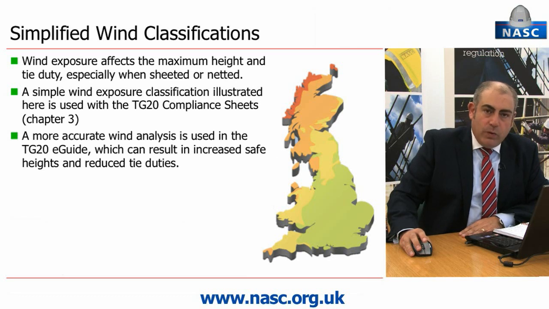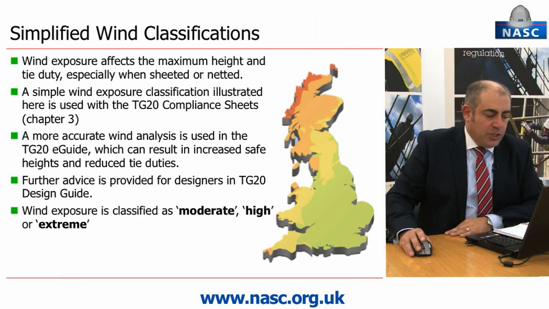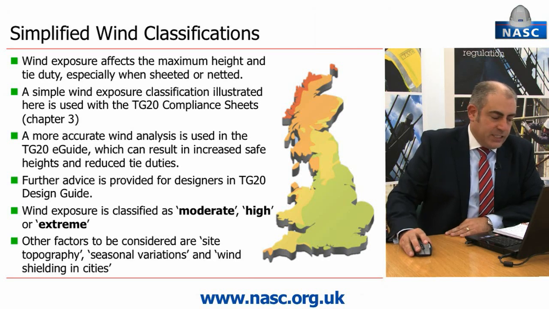A more accurate wind analysis is used in the TG20 eGuide, which can result in increased safe heights and reduced tie duties. Further advice is provided for designers in the TG20 design guide. Wind exposure is classed as moderate, high or extreme and is colour-coded for ease of identification. Other factors to be considered are site topography, seasonal variations and the wind shielding effect in cities.